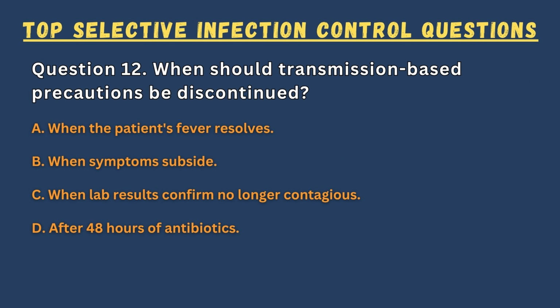Question 12. When should transmission-based precautions be discontinued? A. When the patient's fever resolves. B. When symptoms subside. C. When lab results confirm no longer contagious. D. After 48 hours of antibiotics.